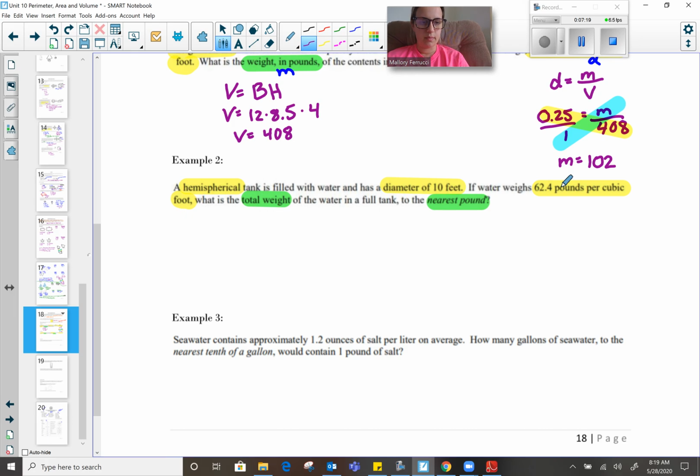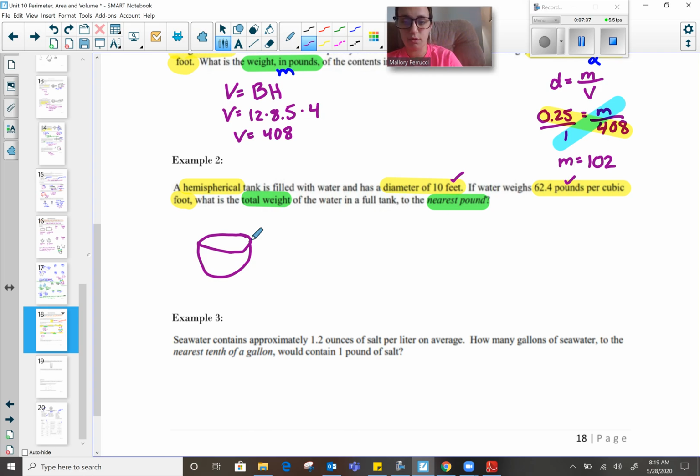Okay, well, let's see here. We want it in pounds, so that checks out. Cubic foot, we have feet, so that checks out. A hemispherical tank is half of a sphere, so it's like a little bowl here.